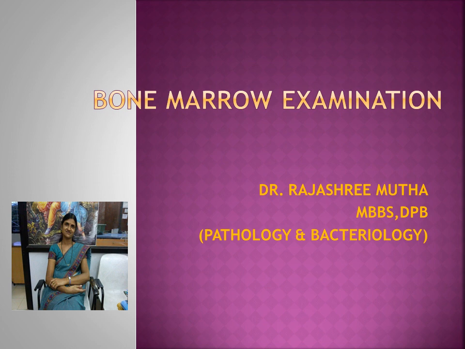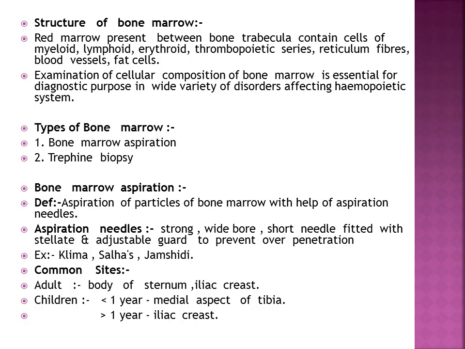So today we are going to discuss bone marrow examination. Structure of bone marrow: red marrow is present between bony trabeculae, which contains cells of myeloid, lymphoid, erythroid and thrombopoietic series, and reticulum fibers, blood vessels and fat cells. The examination of cellular composition of bone marrow is essential for diagnostic purposes in a wide variety of disorders of the hemopoietic system. The types of bone marrow examination are bone marrow aspiration and trephine biopsy.